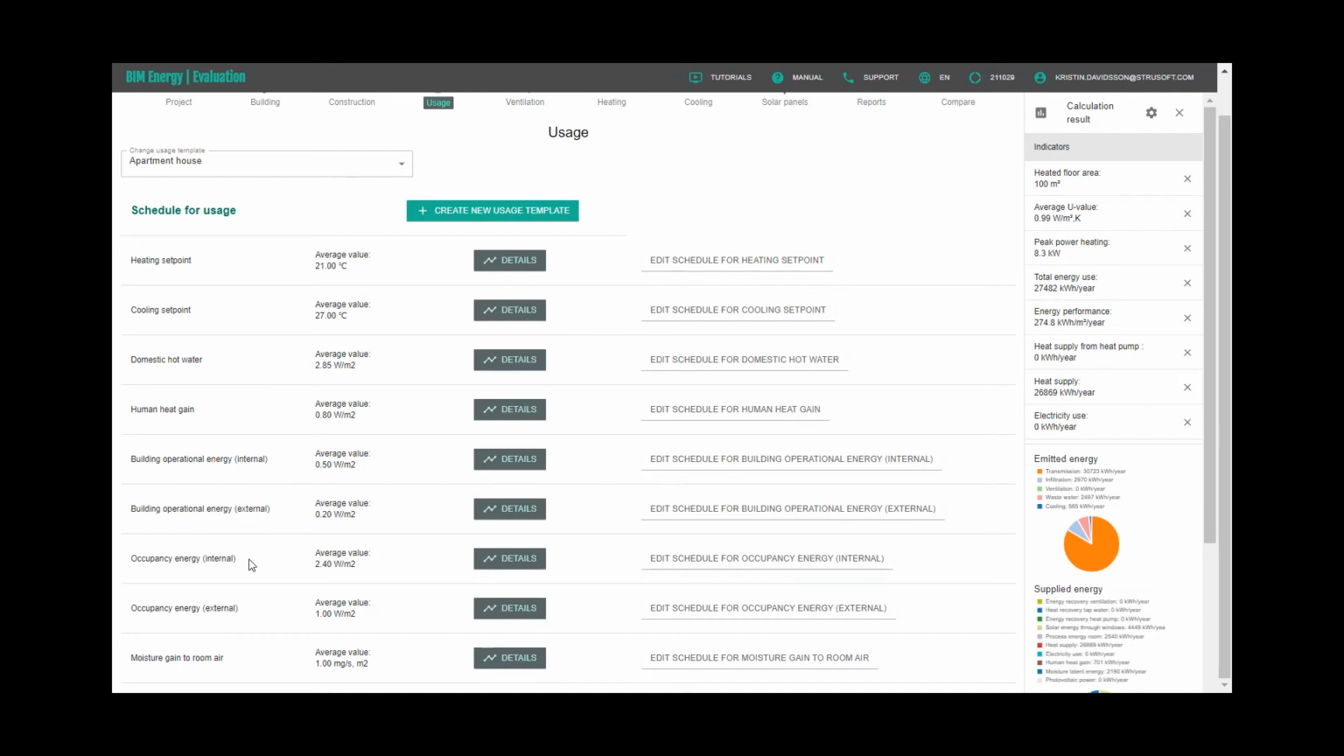Occupancy energy is instead household energy from appliances in the kitchen or computers in residential buildings, for example. And occupancy energy is not included in the calculation of the energy performance indicator.